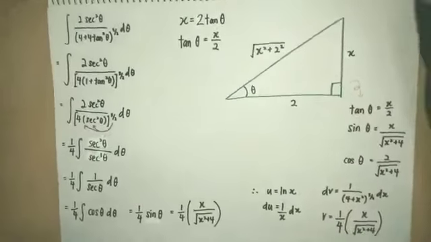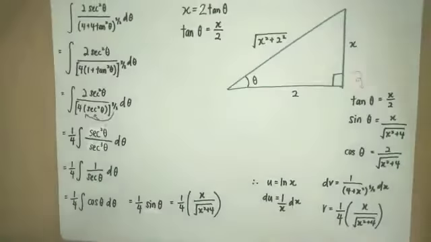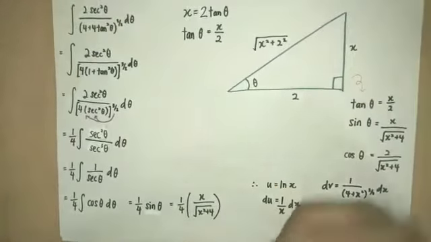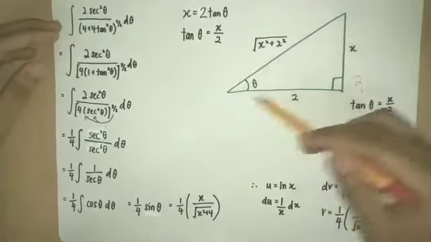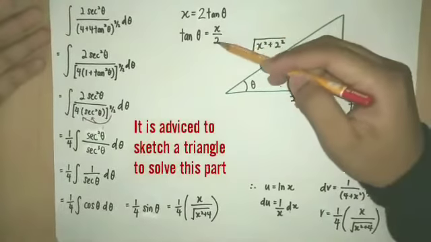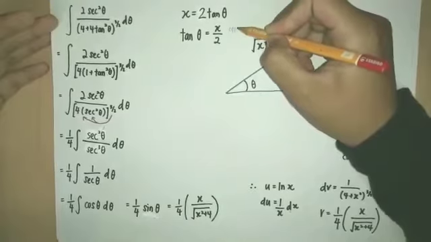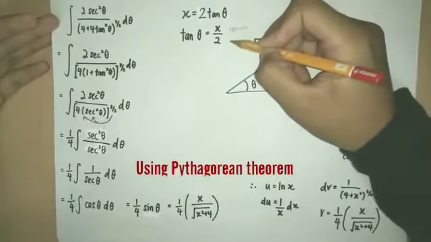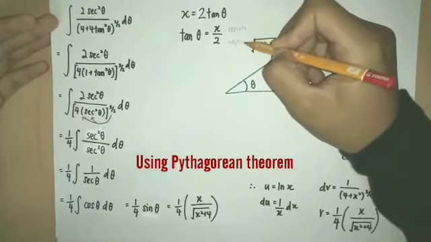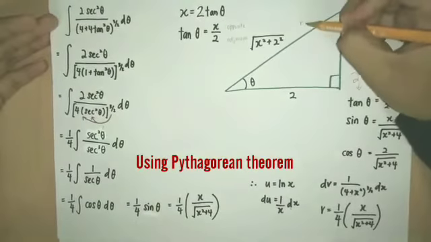Back to the original question, it is in x form, so we have to change it into x. How do we change it into x? We use the trigonometry triangle. You already know that tangent theta is x over 2, so opposite over adjacent, and then this is the hypotenuse.